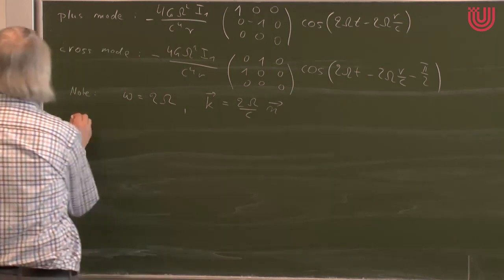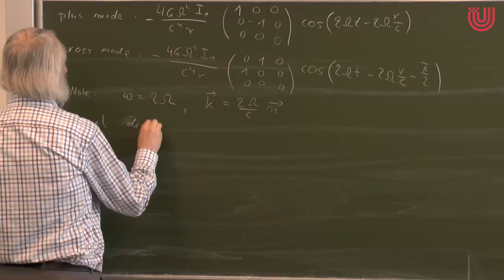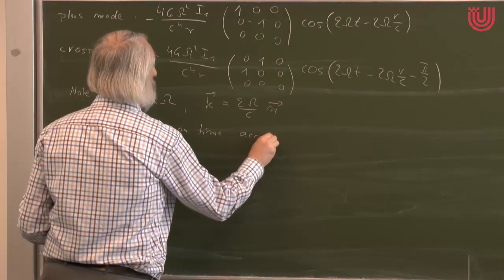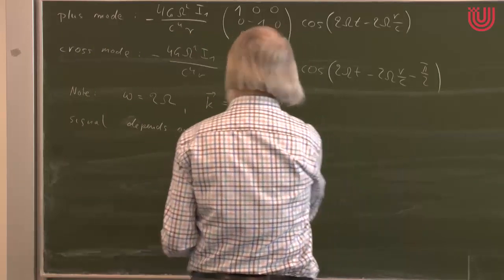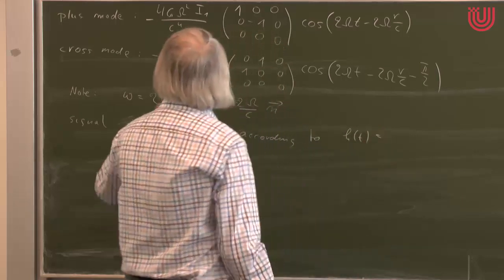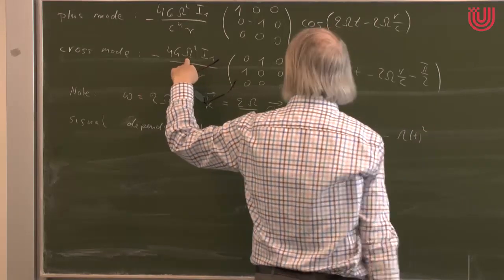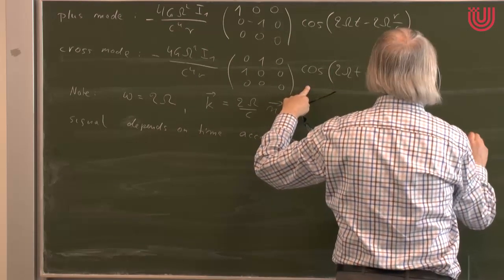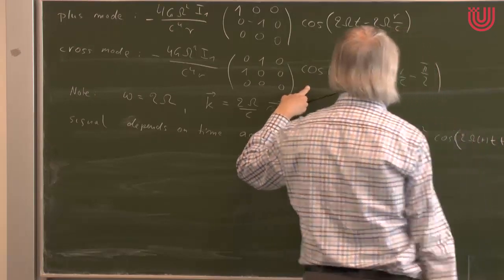And the signal depends on time according to, for both modes. Both modes have the same time dependence up to a phase factor. Let me call this h of t. Where's the time dependence? Here's omega squared, and omega is now adiabatically time dependent. Cosine of 2 omega of t times t plus a phase, which is not time dependent.